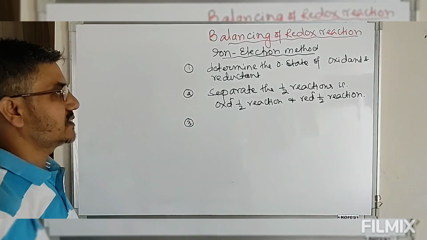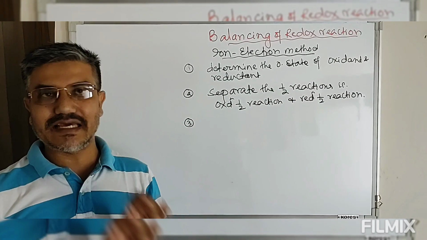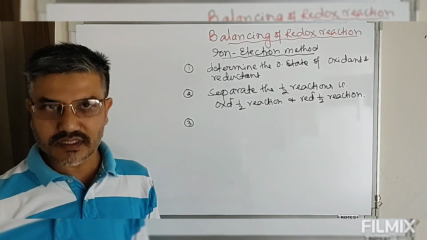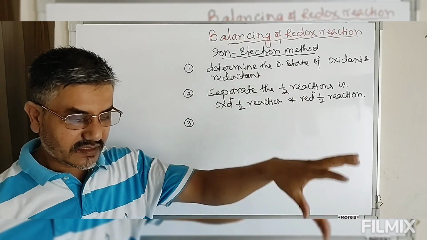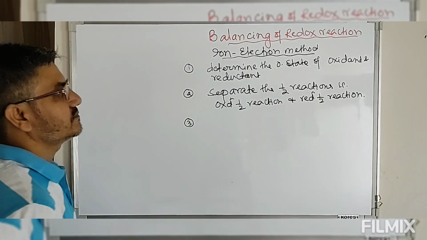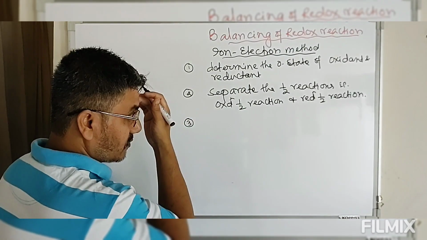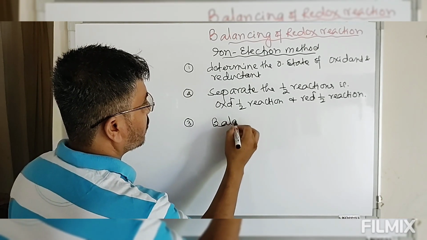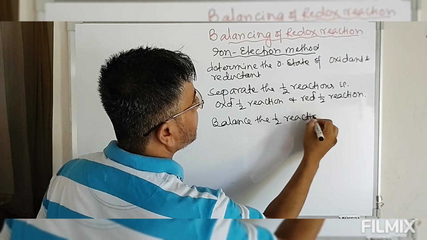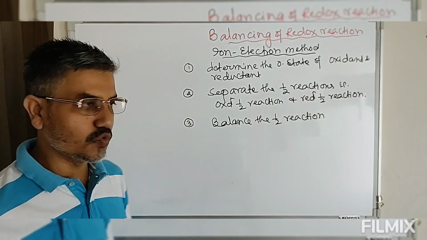Once we have the separate oxidation and reduction half reactions, we will just write down the skeleton reaction. That means just write down what the reactant is and what the product is for this oxidation half and the reduction half reaction. Now after this, we'll balance the half reaction. So, balance the half reaction. Now to balance this half reaction, we have to follow again a certain set of rules.